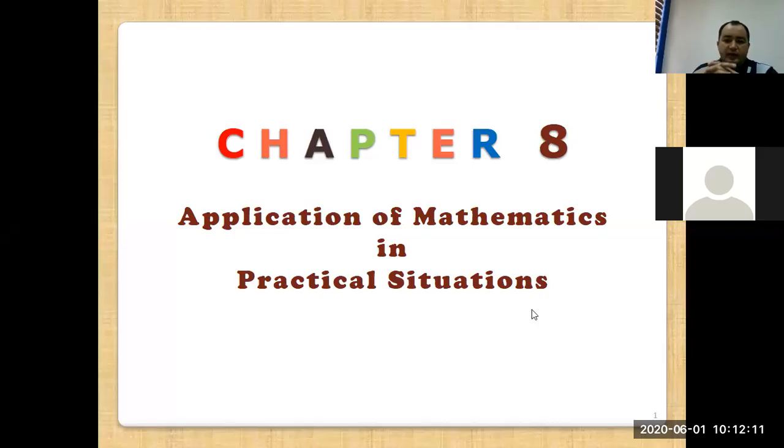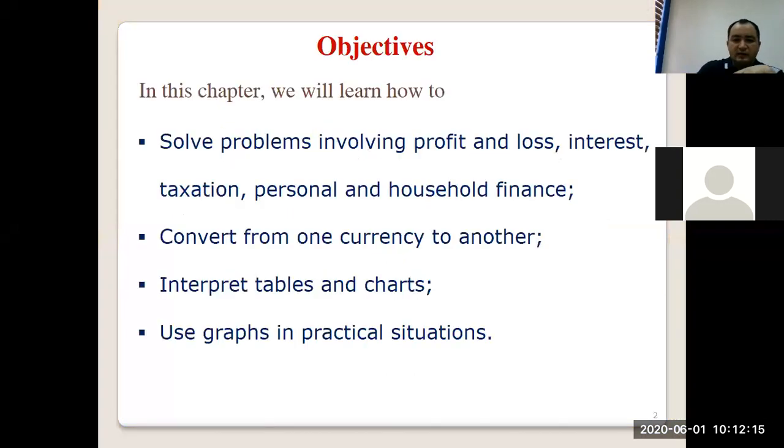All right, we were in chapter 8, application of math in practice situations. So far, what we studied, we did problems involving profit and loss, interest, right? Simple interest and compound interest.